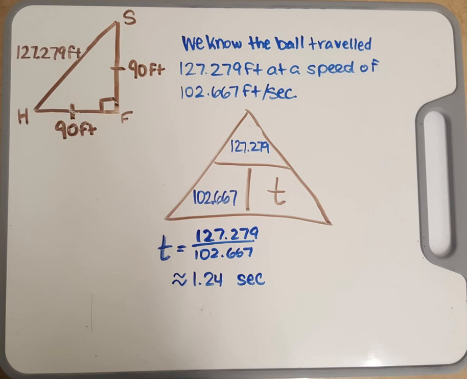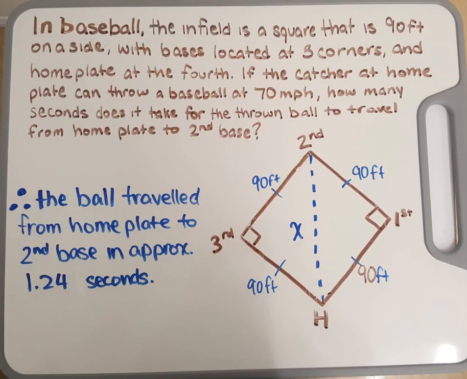I thought that the ball would have traveled within 1 to 2 seconds, and just from my knowledge of baseball, it seemed like a correct answer. So I wrote my therefore statement, which says: therefore, the ball traveled from home plate to second base in approximately 1.24 seconds. That was my final answer, so I knew I was done the question.